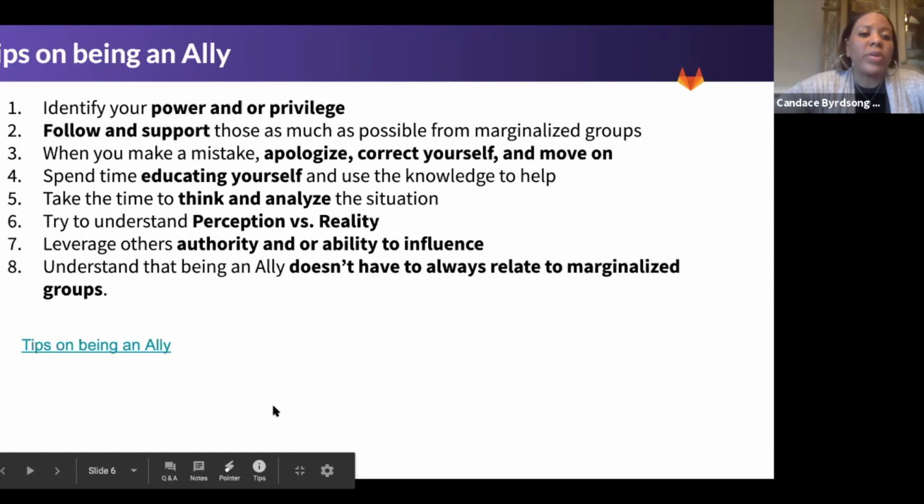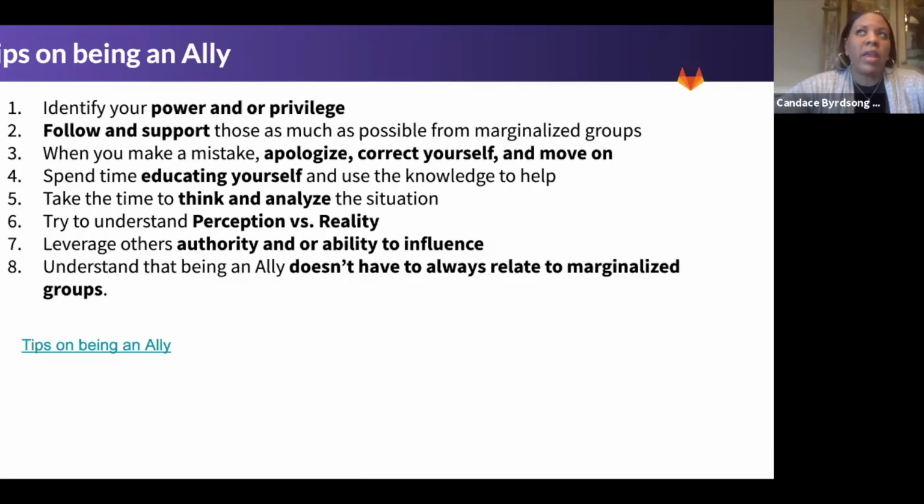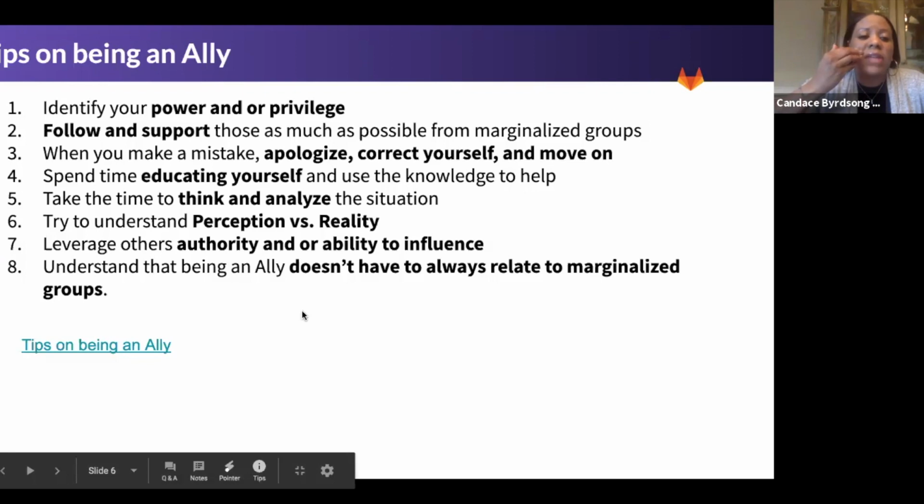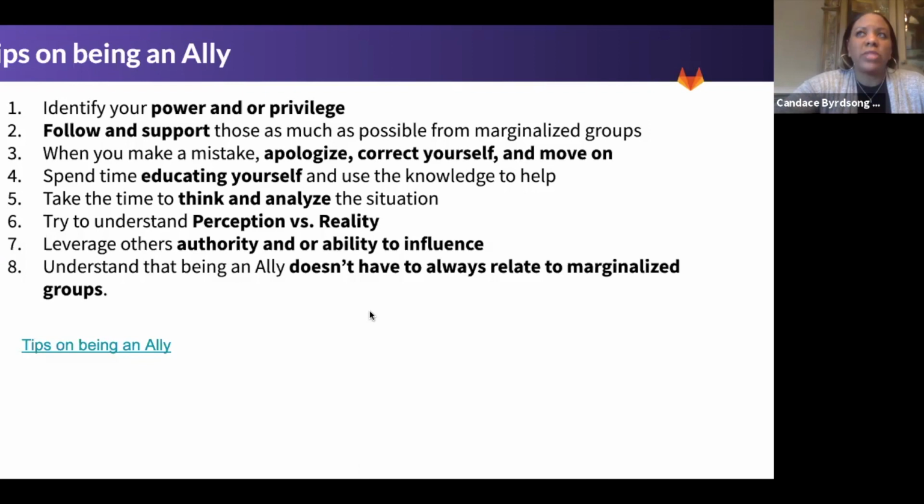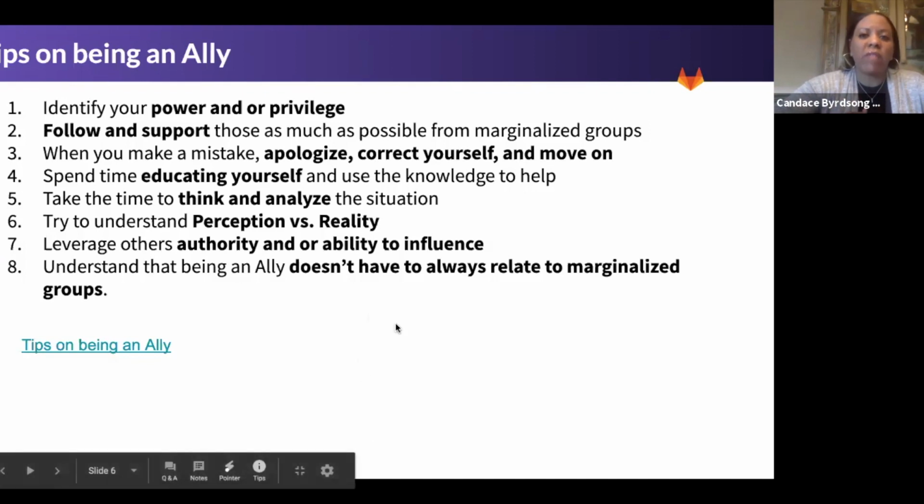You want to follow and support marginalized groups as much as possible. That way you can educate yourself, understand what it is, and the knowledge is going to help you be a better ally. You also want to recognize when you make a mistake, apologize, correct yourself, and move on. You want to take the time to think and analyze a situation, and that goes hand in hand with perception and reality. Sometimes we tend to react because our own personal experiences have led us to respond in different ways.